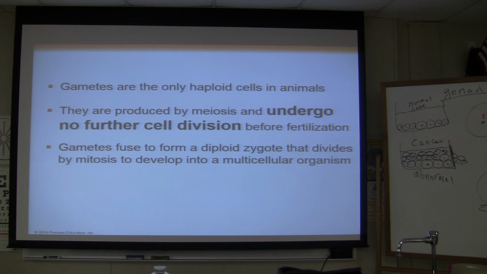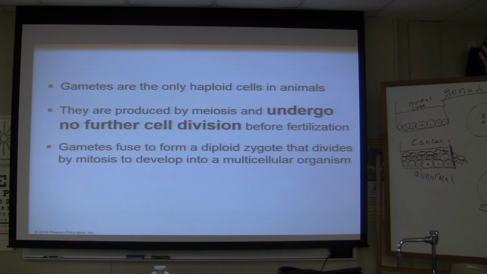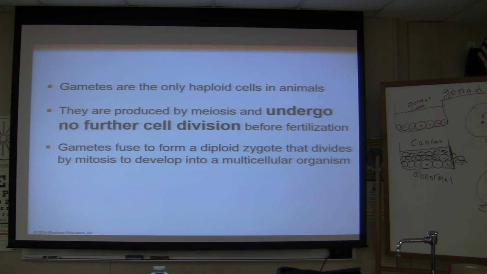Gametes are the only haploid cells in animals. They are produced by meiosis and undergo no further cell division. Sperm does not divide and become another sperm. Egg does not divide and become another egg. That's the end of it. End of meiosis is the end of that cell, unless they become fertilized. If not, those cells disappear.